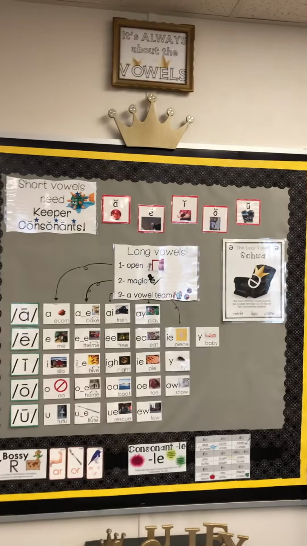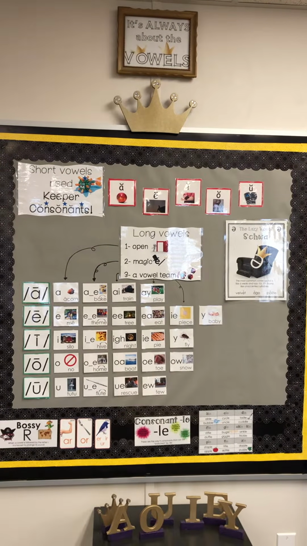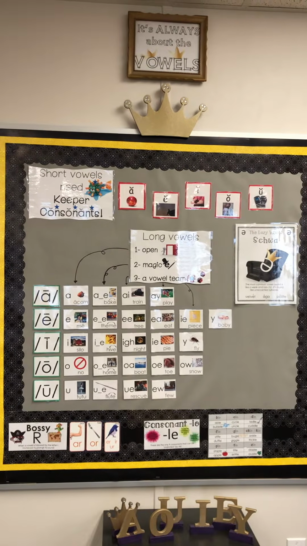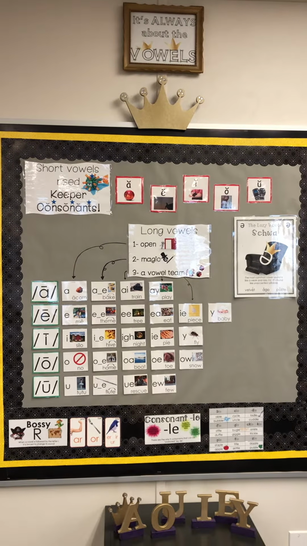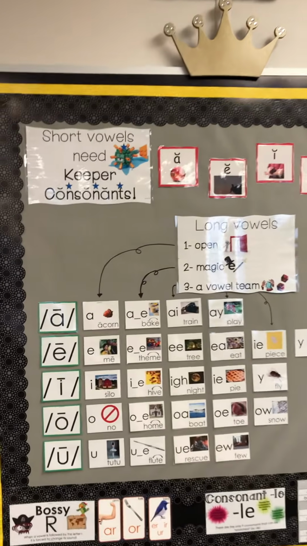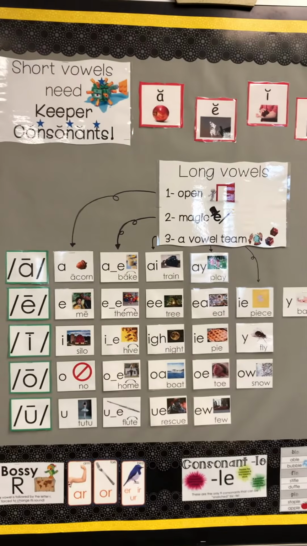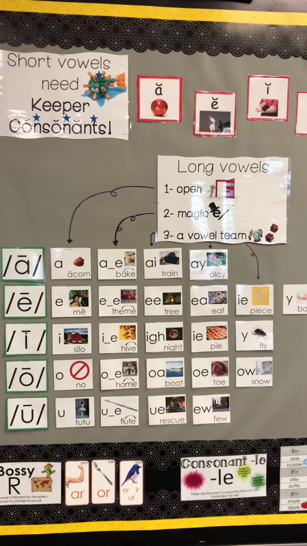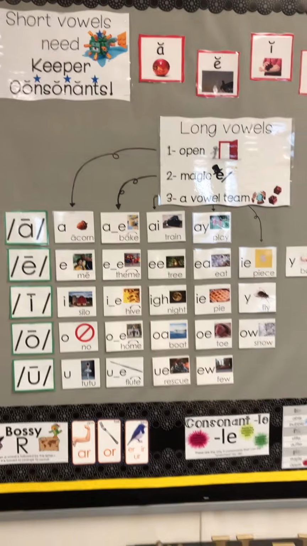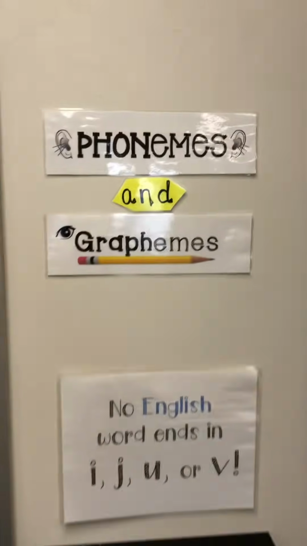This is my All About the Vowels bulletin board, and vowels determine pronunciation and spelling. So we make a huge deal about vowels. It's always about the vowels. Is the vowel long or short? If it's short, it needs a keeper consonant. And if it's long, then it can be long because it's open, because it has a magic E, or because there's a vowel team.